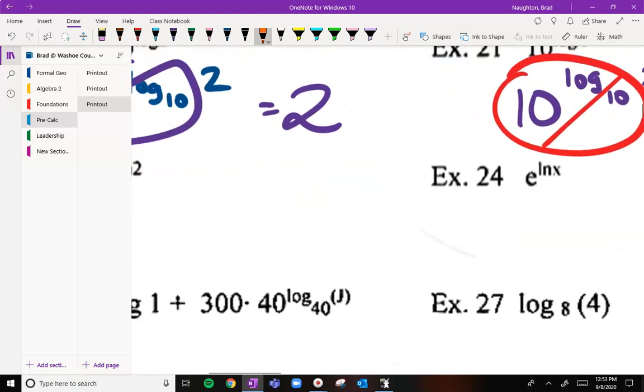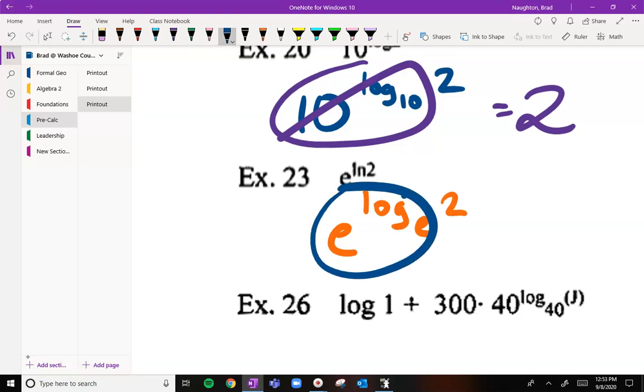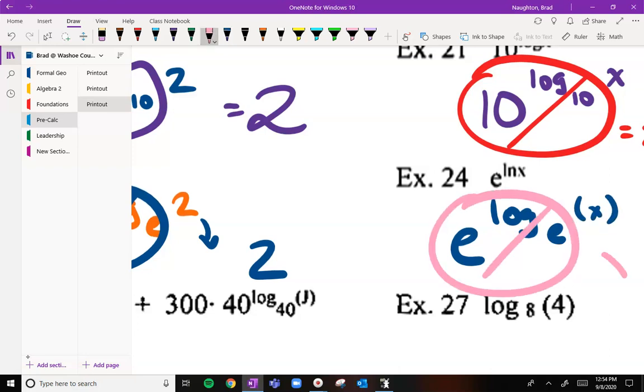Alrighty, ladies and gentlemen, keep on cruising. So e to the log base e of 2, common base rule, answer's just 2. E to the log base e of x, common base rule, answer's just x.